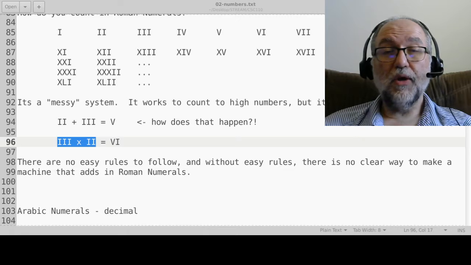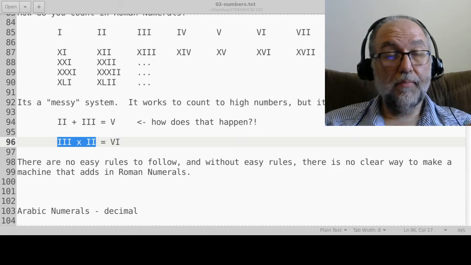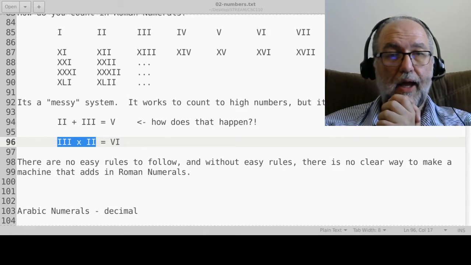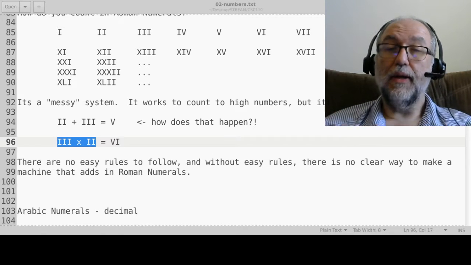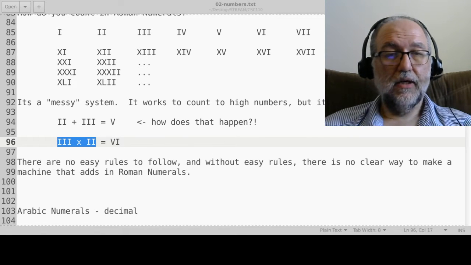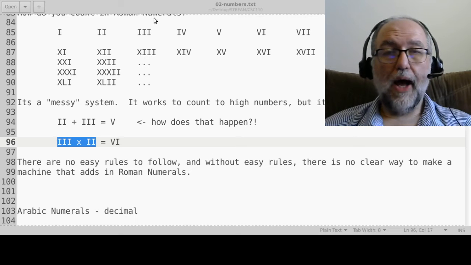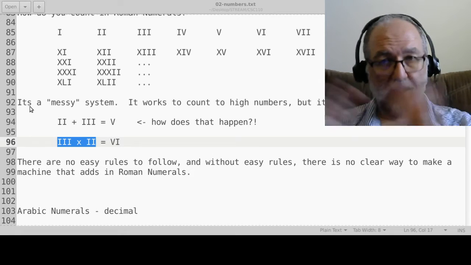And here's the point. Why are we studying this? Because we want to build a mechanical machine that does this. And it would be really difficult to build a mechanical machine that adds in Roman numerals. So that's enough for the course.